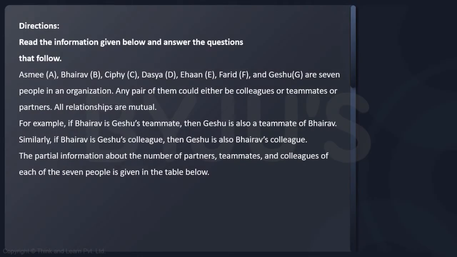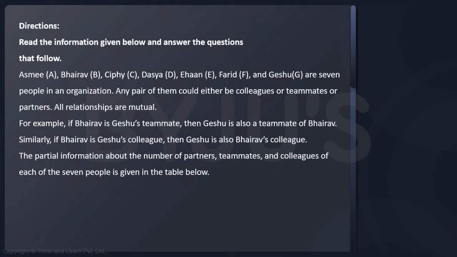Moving on to the second set. This is the actual set which I spoke about, which is a slight modification of one of the CAT questions. This basically says that there are 7 people in an organization.